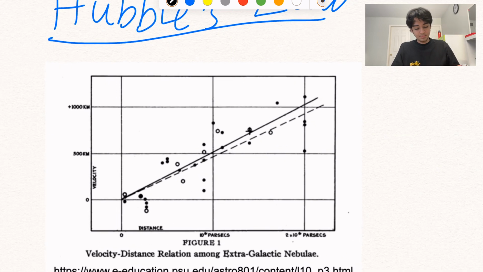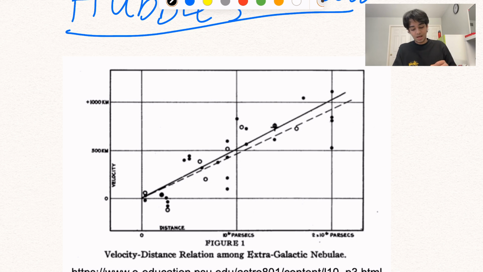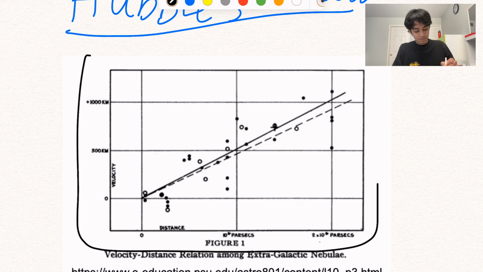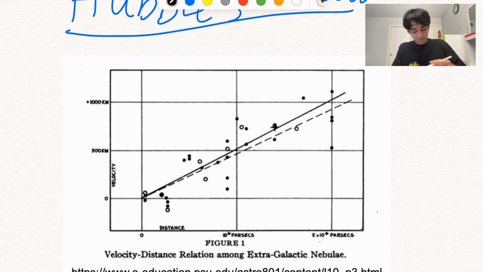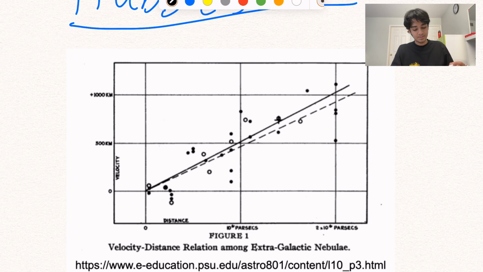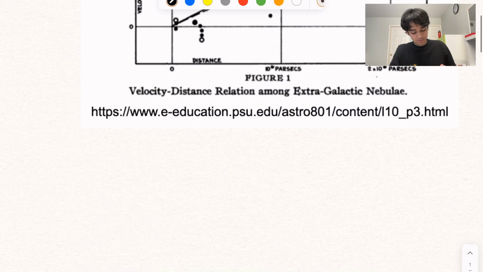Edwin Hubble observed that there's a relationship between how fast an object is moving and how far away it is from us. He put these observations on a graph where on this side we have velocity in kilometers and on this side we have distance in parsecs. From here you can see, and he saw as well obviously, that the relationship was linear. So we can put this into a linear formula. Let's write some notes.